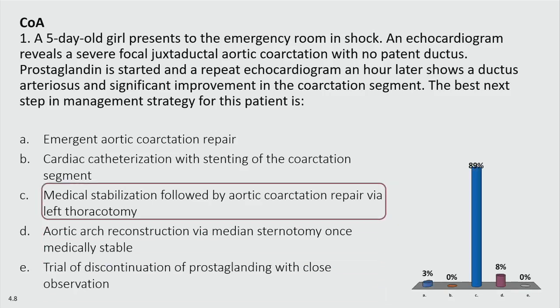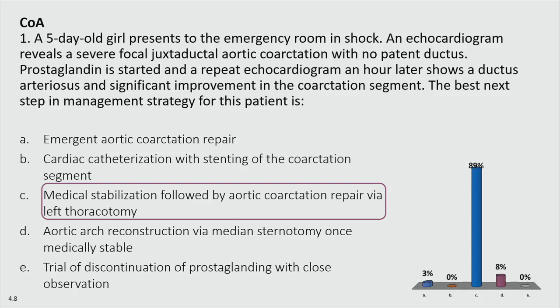Correct. So medical stabilization followed by aortic coarctation repair. So there's no reason to do an emergent coarctation repair on this patient that's in cardiogenic shock. Now, if the PGE wouldn't have worked and you don't have a duct and there's still a coarctation, within the next few hours, yes, then that would be a reason to do an emergent intervention. Now, the aortic arch reconstruction via median sternotomy versus coarctation segment repair, we'll talk about that.